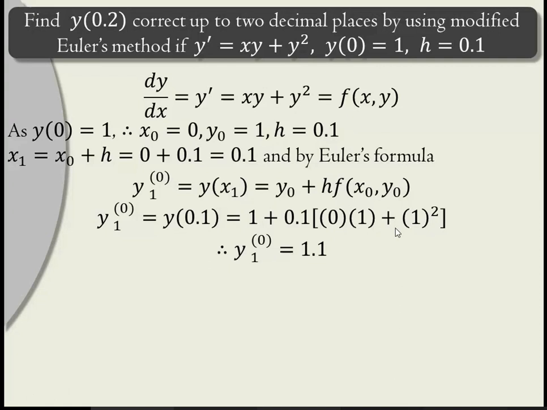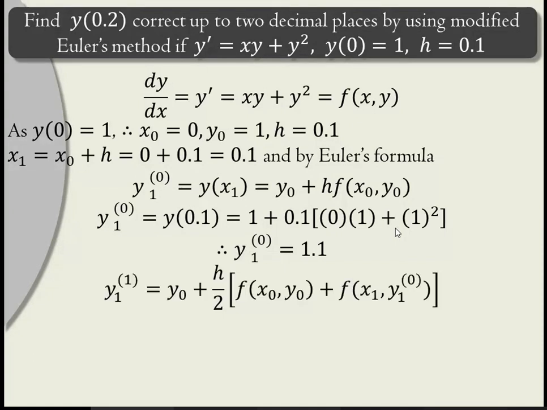Now, for finding the first iteration, use the modified iteration formula. So the first iteration will be y naught plus the average of f of x naught, y naught plus f of x1, 0th iteration of y1, into h by 2. Replace this f by this function, put x naught y naught into that function, and put x1 and the 0th iteration of y1 into that function, simplify it, and continue until two values of y1 get matched.